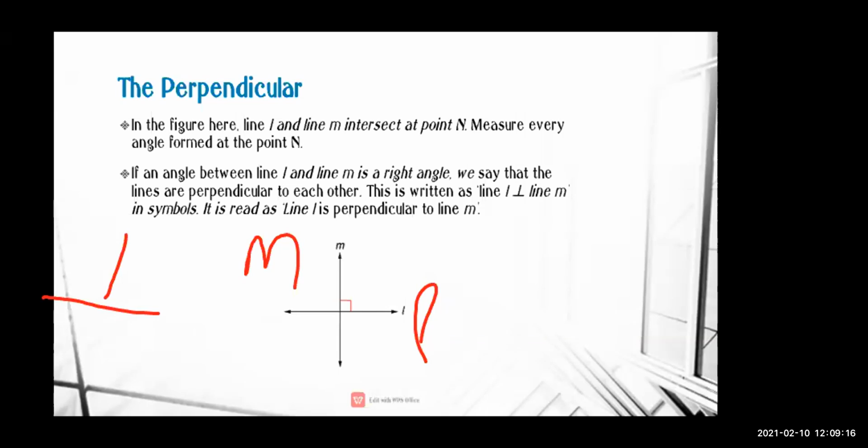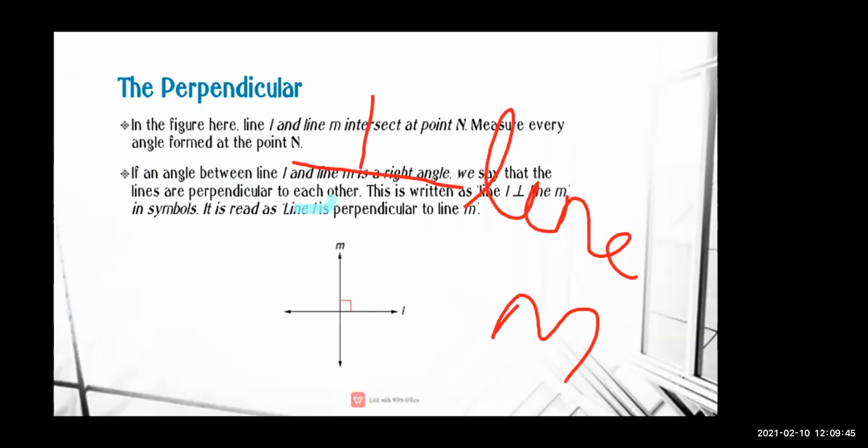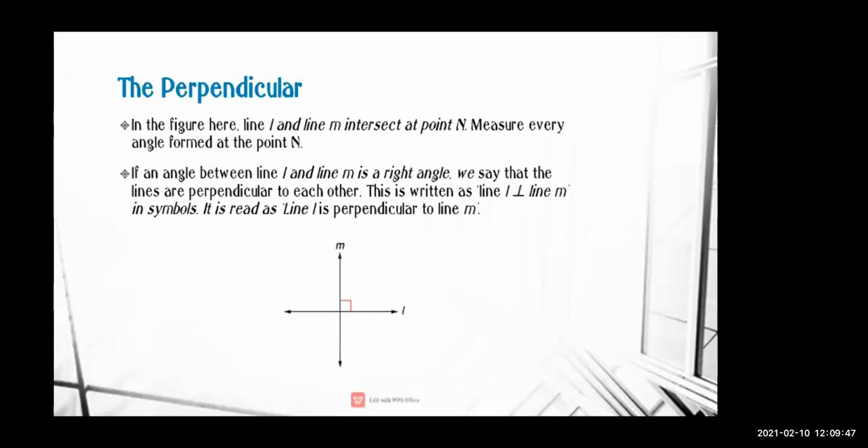Now how are we going to read it? Line L is perpendicular to line M. Is it clear how you are going to write this? You are going to write line L is perpendicular to line M. Now we will start with the construction, and how you are going to construct all the things you can see over here.